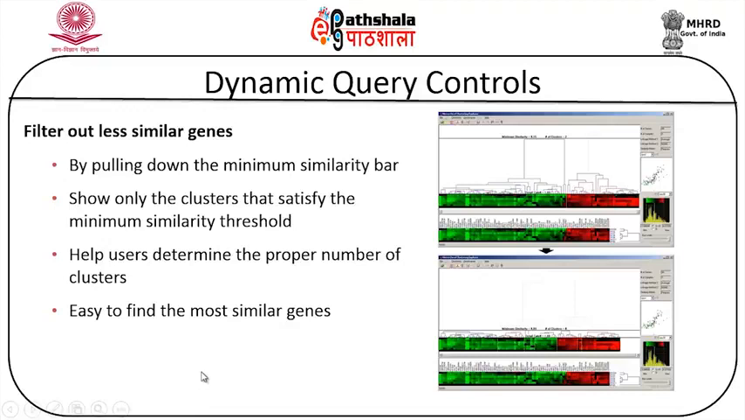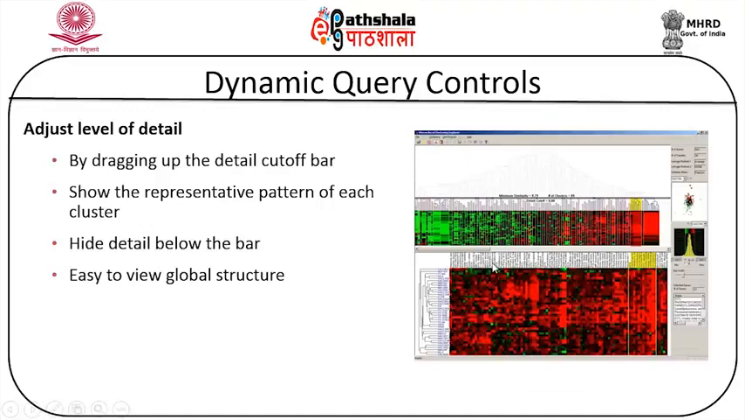Filter out the less similar genes. By pulling down the minimum similarity bar, we show only the clusters that satisfy the minimum similarity threshold. This helps the user determine the proper number of clusters, and it is easy to find the most similar genes. We can also adjust the level of detail in dynamic query controls by dragging up the detail cutoff bar, and we can show the representative pattern of each cluster. We can hide the detail below the bar, and it is easy to view global structure as such.